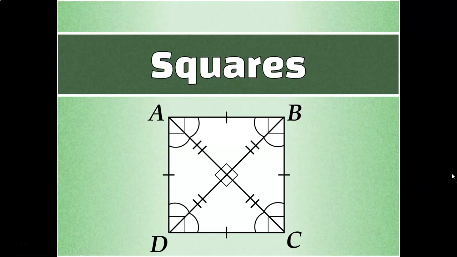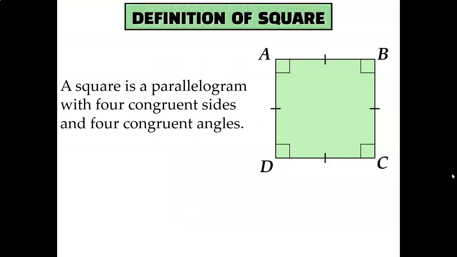Let's talk about squares, which are probably the coolest four-sided figures because we know so much about them. Squares are parallelograms, and they're rectangles, and they're rhombuses. Squares are kind of a combination of everything that we've learned so far. By definition, a square is a parallelogram with four congruent sides, that's what makes it a rhombus, and four congruent angles, that's what makes it a rectangle.